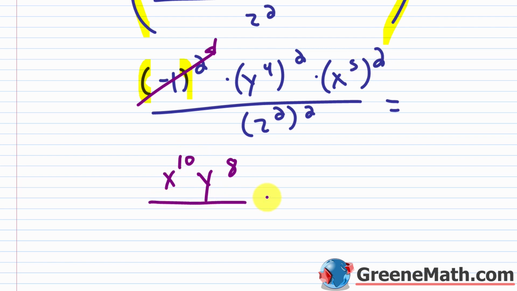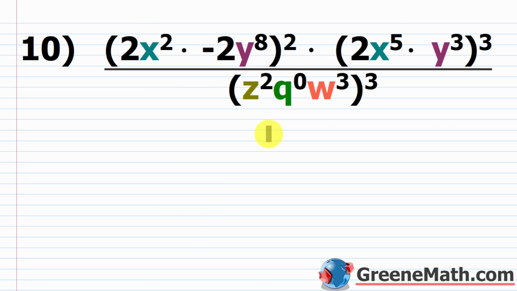And then in the denominator, we'd have z staying the same. And then we'd multiply the exponents, 2 times 2 is 4. So we end up with x to the 10th power, y to the 8th power over z to the 4th power.